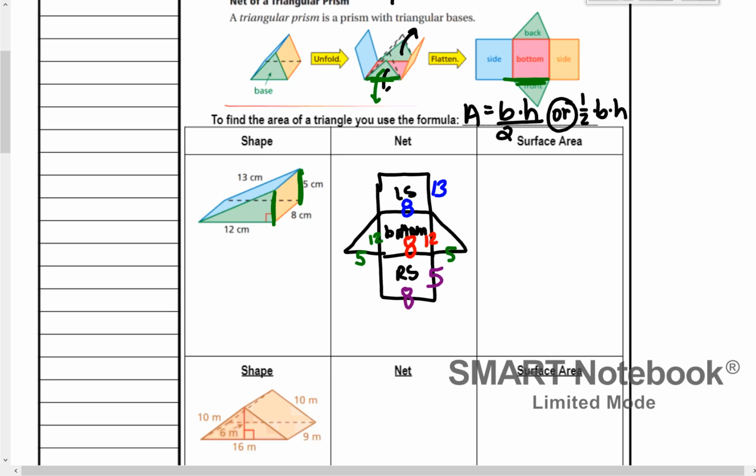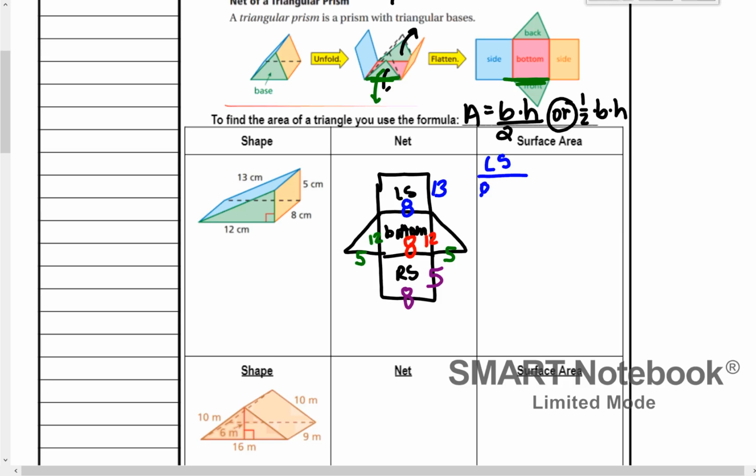12 and 5. There we go. Now we have a labeled net. Okay, we just did that shape by shape. Now to find the surface area, we're just going to take the area of each one of these shapes. So let's start with that left side, which I put those dimensions in blue.